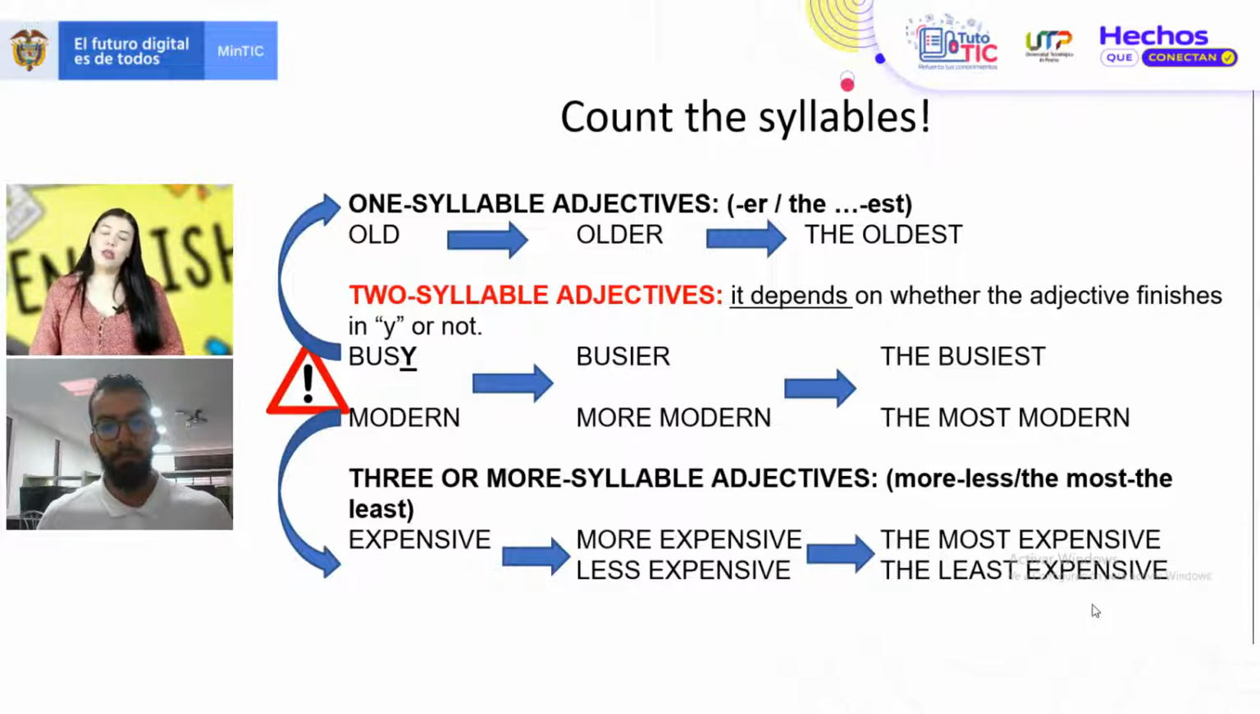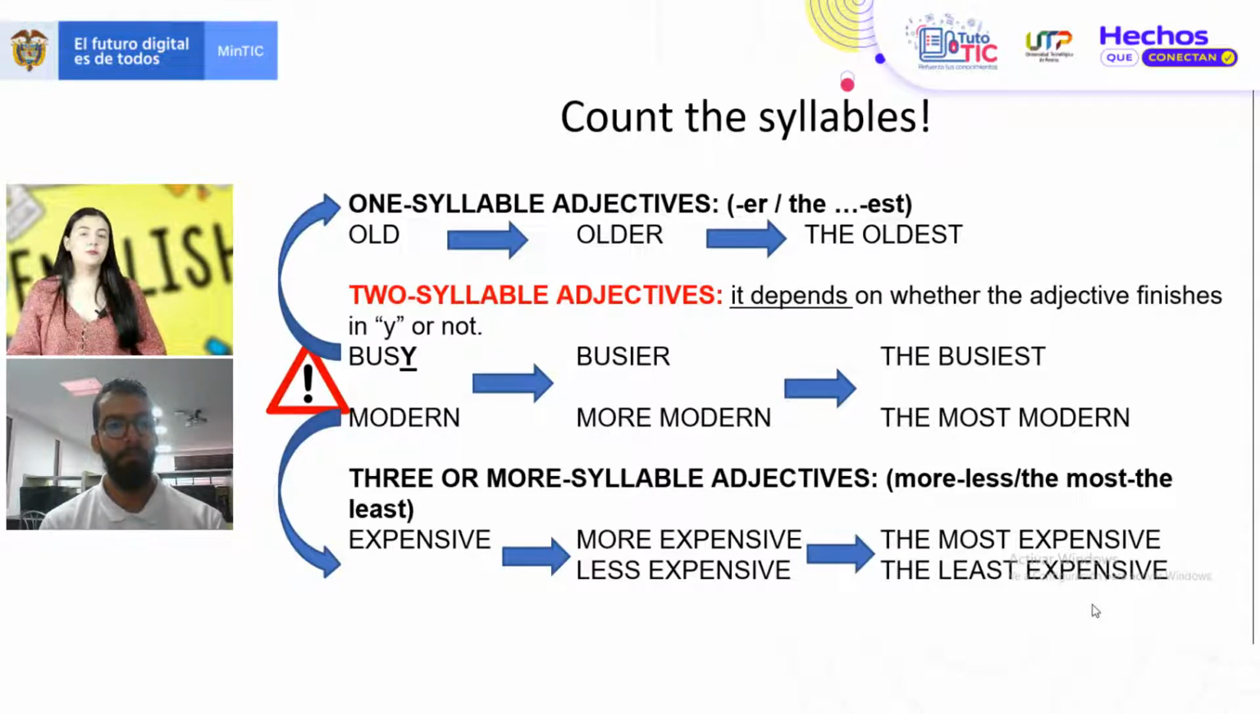Esa es la regla. ¿Cuál es el error más común? Usar la palabra more, que es más, ¿sí? Literalmente traducida al español, más, usarla para todas las comparaciones. No, porque existen unas reglas. Reglas que se cuentan por sílabas. ¿Listo? Entonces ahí tenemos nuestra primera regla. Cuando tiene una sílaba, one syllable adjective, we say older. Otro ejemplo con una sola sílaba, podríamos decir tall, ¿sí? Alto. Taller, taller than, ¿sí?